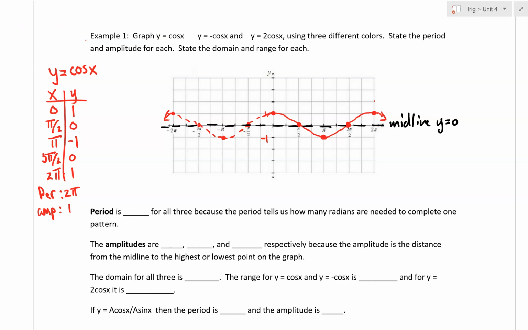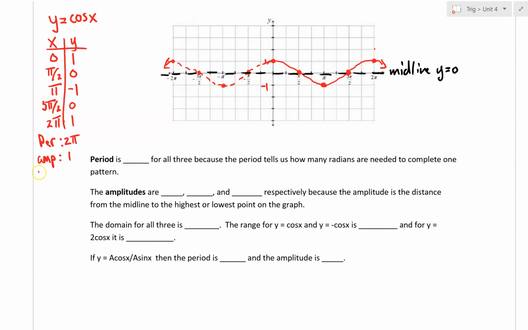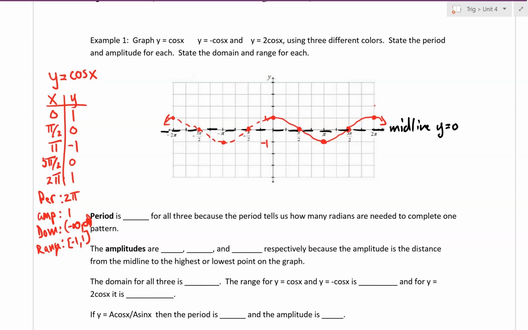The next part said to state the domain and range. Well, our domain goes on forever. Our range is going to be everything from -1 to 1. That would be our range. So that's for just y equals cosine of x.